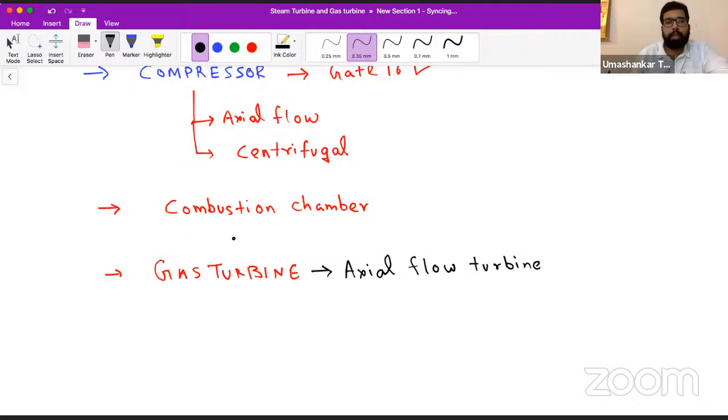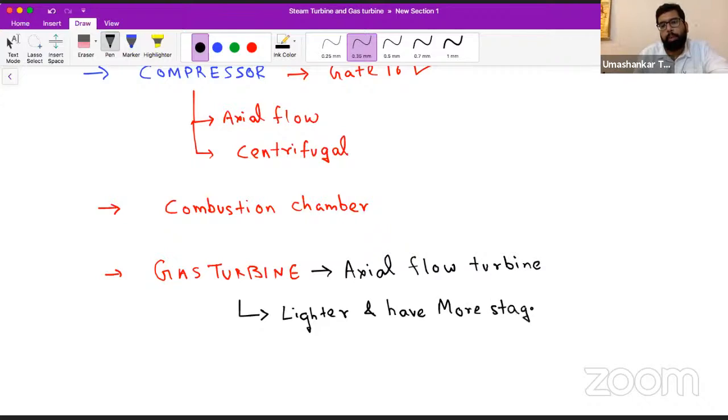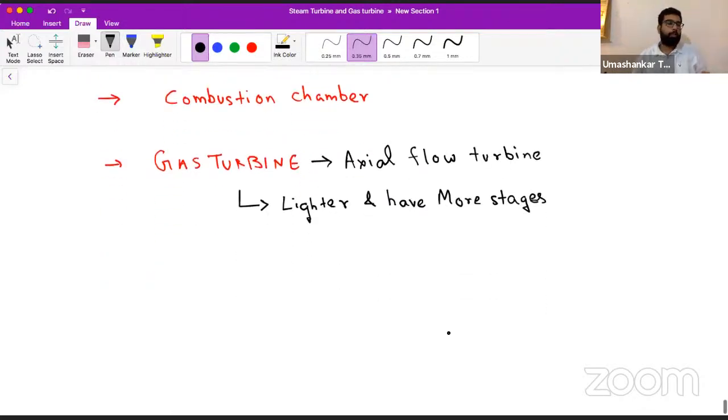Just one thing: these are lighter as compared to the steam turbines. That is the major difference I am highlighting here. So these are lighter and have more stages in general. If you have watched all the sessions, or if you will watch them, you will find how to deal with the stage thing. So nothing again to be taught more.